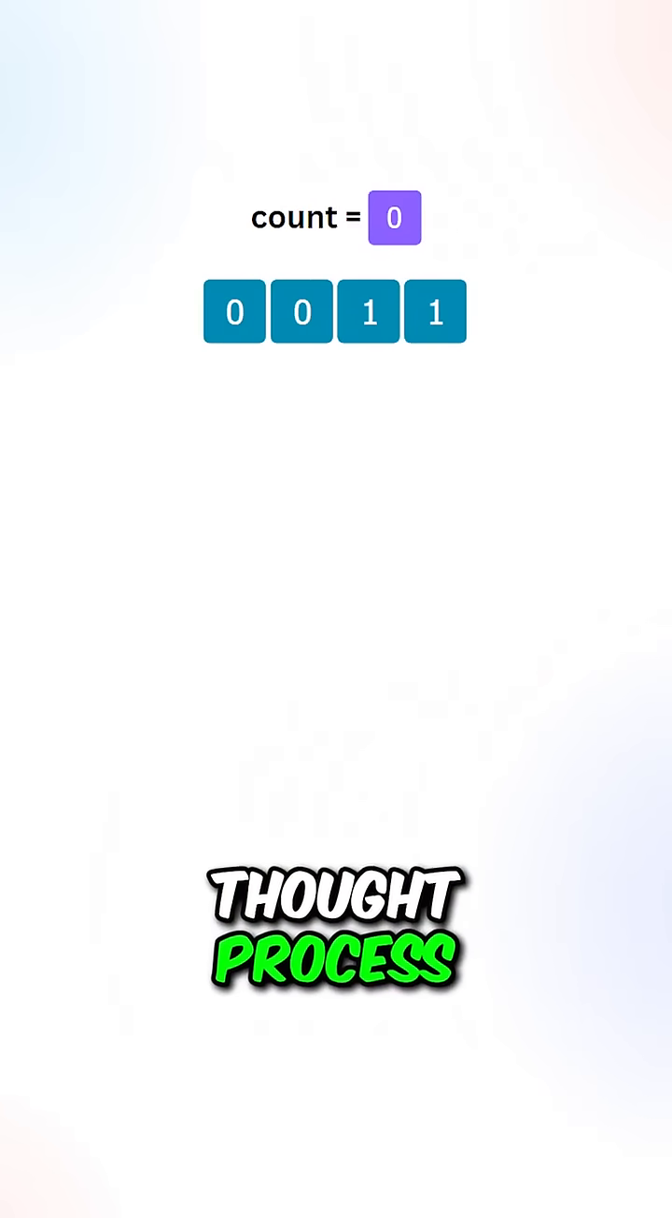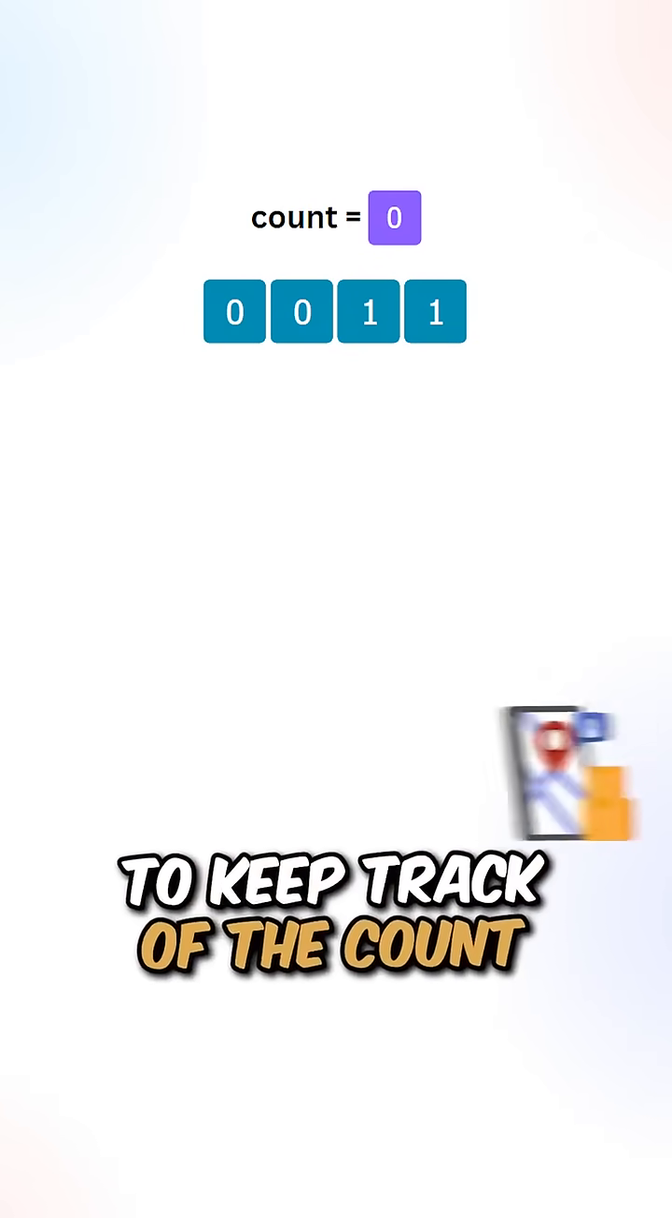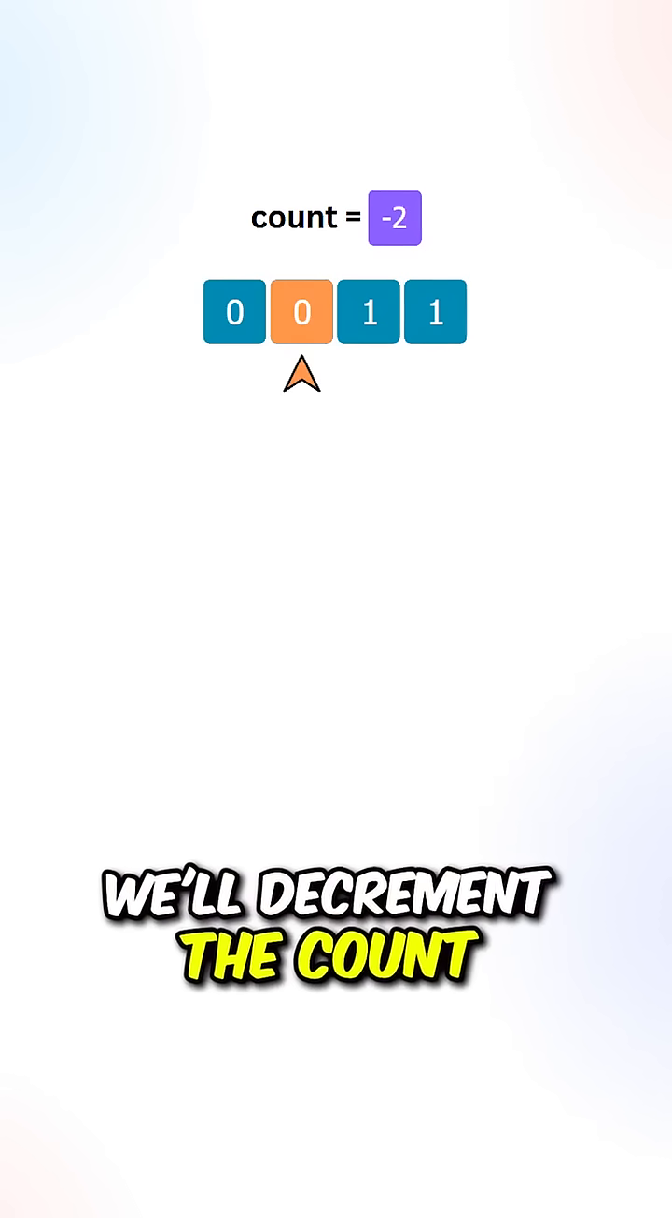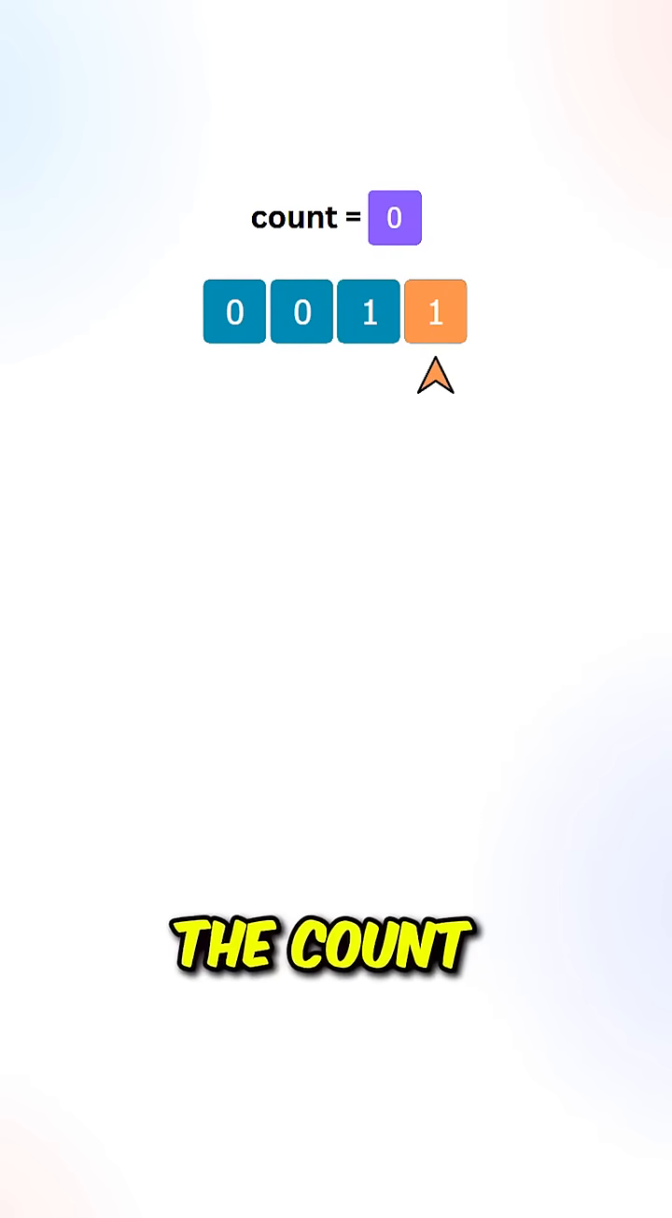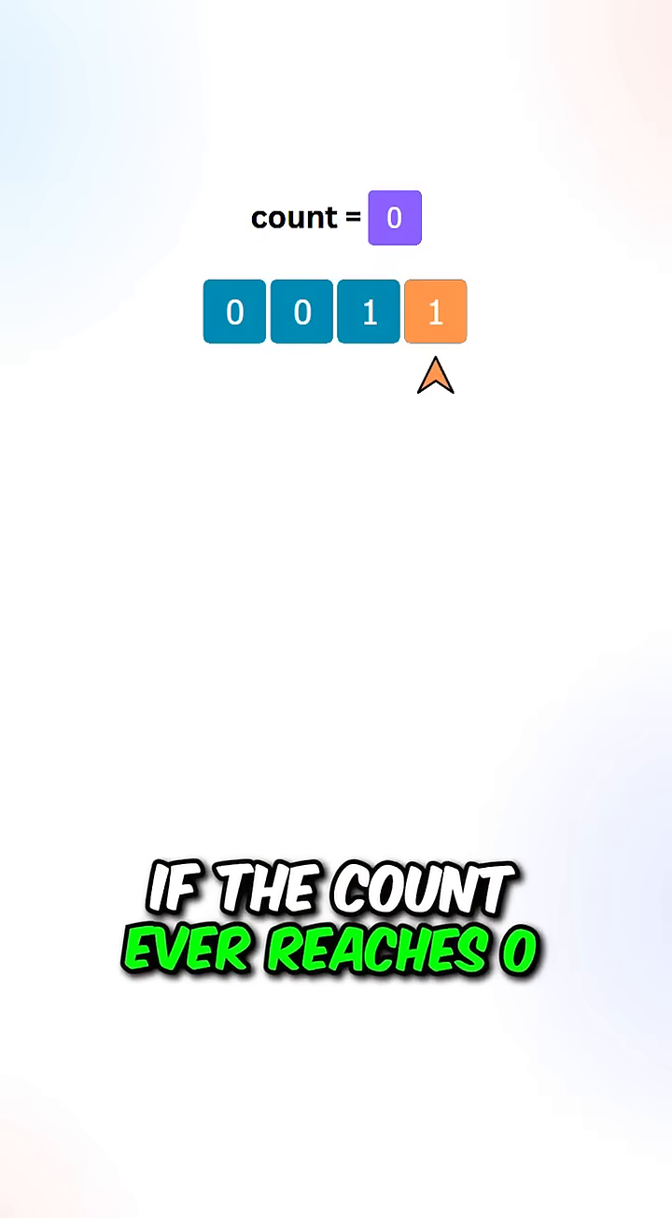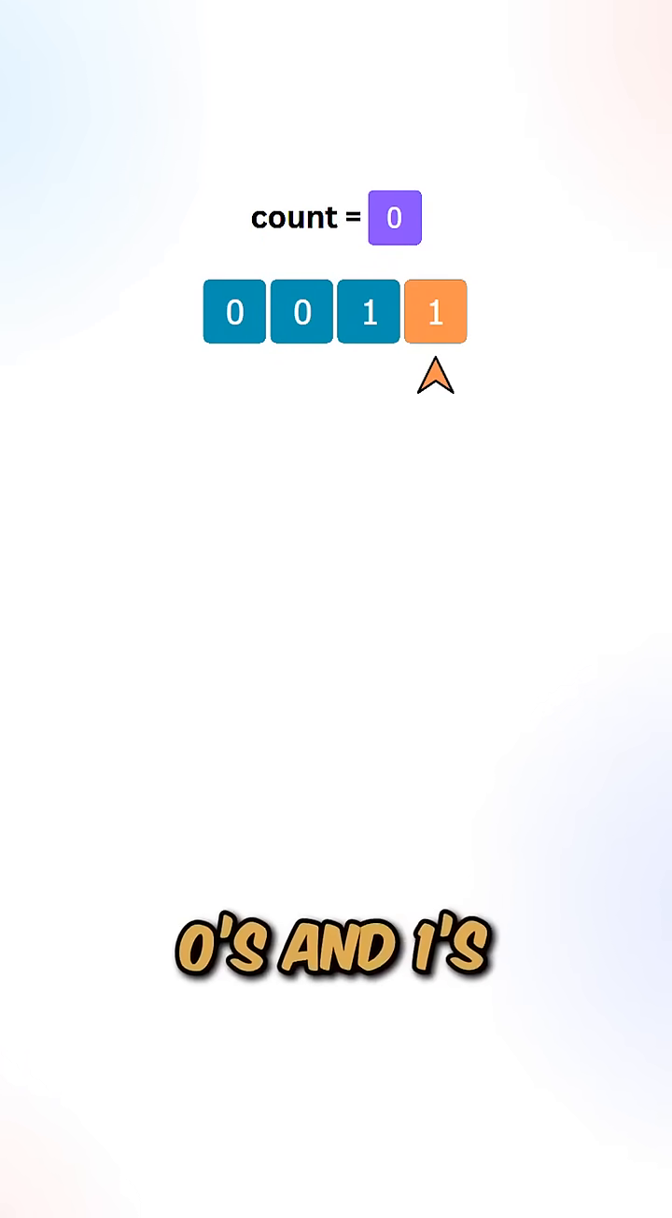Let's go over the process. What we can do is to keep track of the count. When we see a 0, we'll decrement the count. When we see a 1, we will increment the count. We can see that if the count ever reaches 0, we have the same number of zeros and ones.